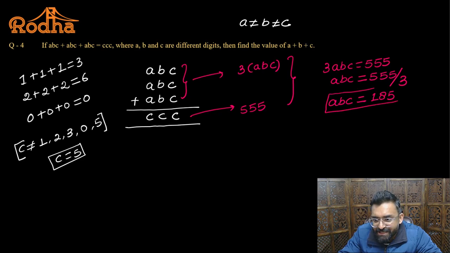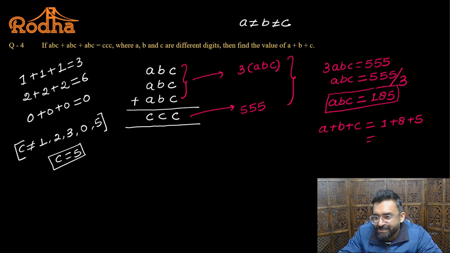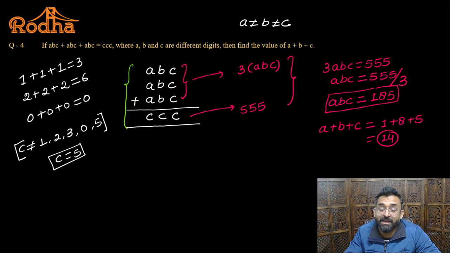The question is asking for A plus B plus C. So what is the value of A plus B plus C? A plus B plus C is 1 plus 8 plus 5. My answer is 14. Very interesting, but not actually a difficult question. We just have to do case analysis. Very simple question it is, but you have to be a little up to date with the concepts and everything.